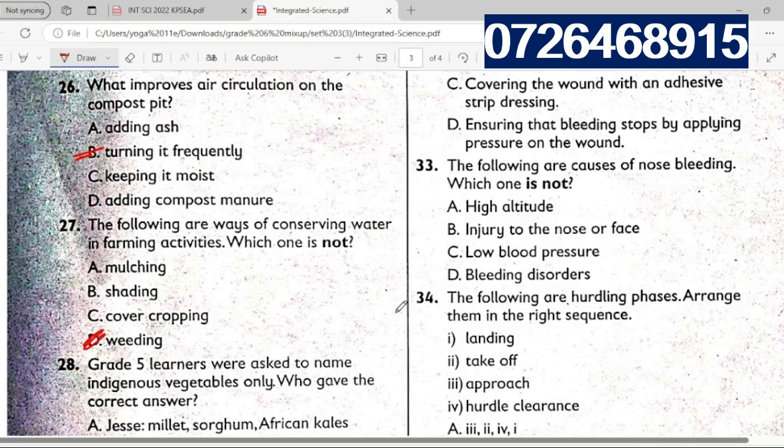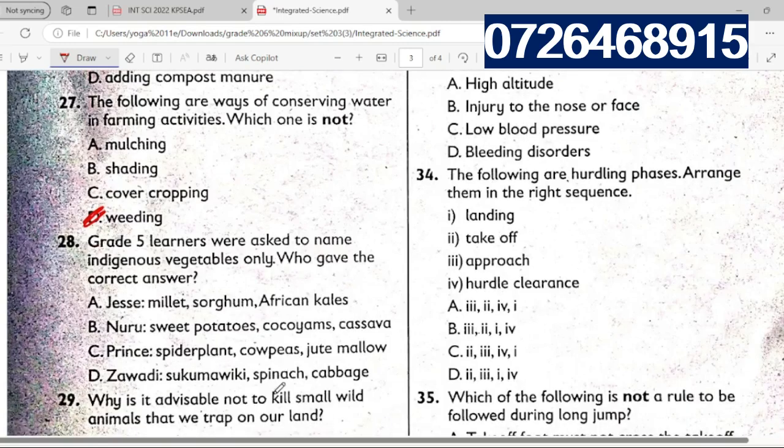In grade 5, learners were asked to name indigenous vegetables only. Who gave the correct answer?